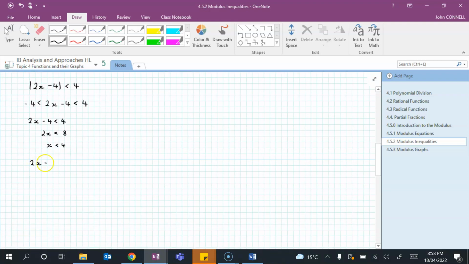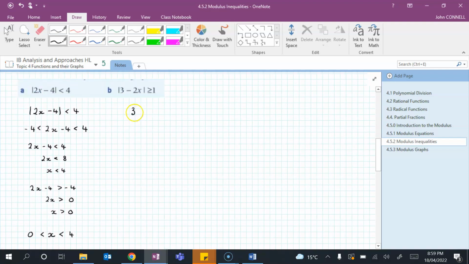I can also say that 2x take 4 has to be greater than minus 4. Adding 4 to both sides gives me 2x is greater than 0, so x is greater than 0. And so potentially putting this back into one inequality, or two inequalities expressed as one, x has to be less than 4 and greater than 0.